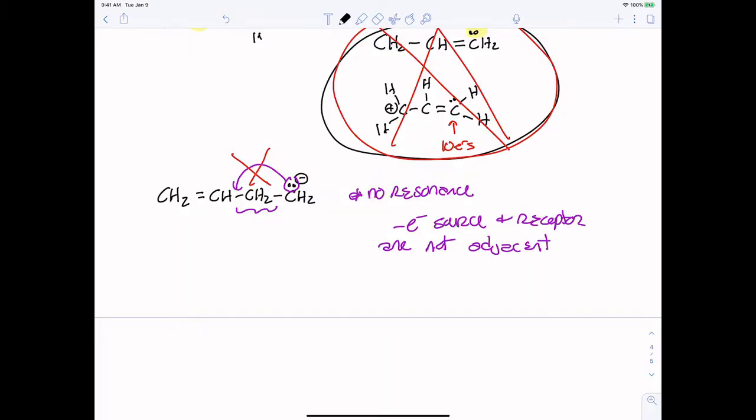So not all resonance structures are actually equal. Some resonance structures are better than others. The better ones actually contribute more to the resonance hybrid. Again, remember these structures don't exist, it's the hybrid that exists. And the hybrid is going to look more like the better structure. So we would have what are called major contributors and minor contributors.